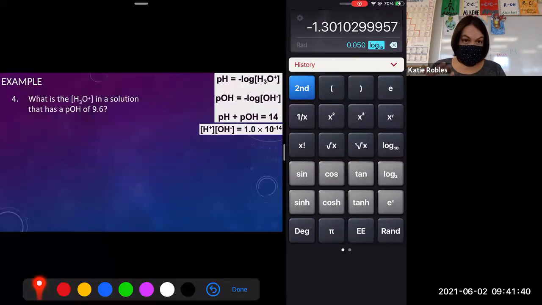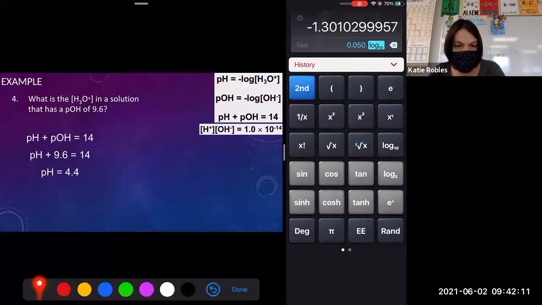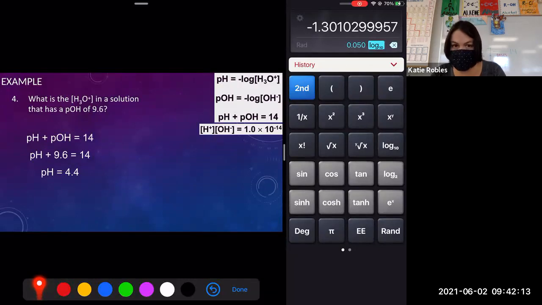So what is the hydronium ion concentration in a solution that has a pOH of 9.6? So this is mean, because now I've got to look at a couple of these. First, I'm going to turn this into pH, because pOH is not helpful to me. So I'm going to say, okay, pH plus pOH is 14. I'm going to sub in my pOH there and subtract. It's as simple as subtracting. Now it's got a pH of 4.4. So now this is a little bit easier to work with.